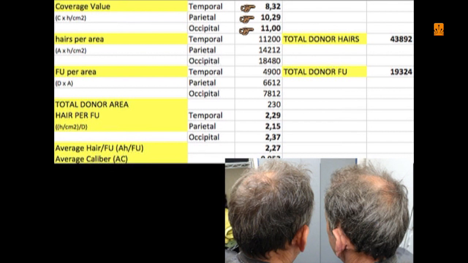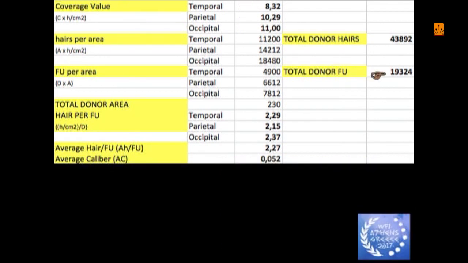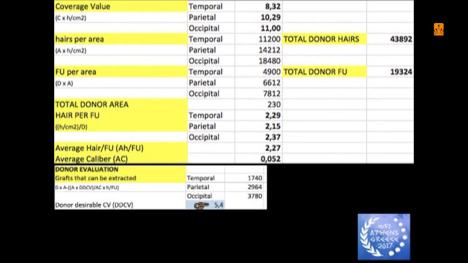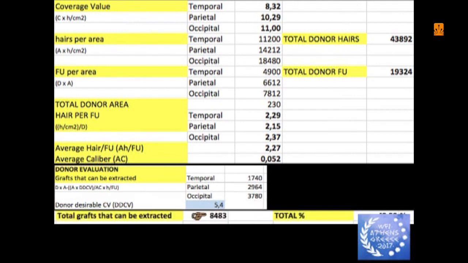That means a total of 19,000 follicular units in the safe zone. Using the Excel graph counter table, we can estimate that with the reference of a minimum donor coverage value of 5.4, we could extract 1,700, 2,900, and 3,700 grafts from temporal, parietal, and occipital areas. So his total donor capacity is 8,400 grafts. That represents 43% of his safe donor area.